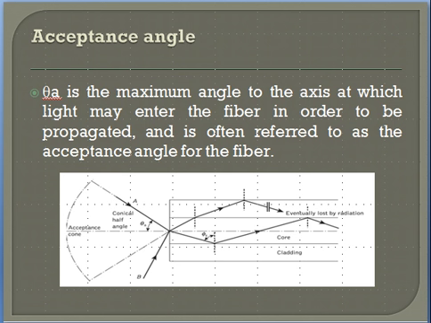Hence, any ray which is incident into the fiber core at an angle greater than theta a will be transmitted to the core cladding interface at an angle less than psi c, and will not be totally internally reflected. This is what is illustrated in this figure. Hence, theta a is the maximum angle to the axis at which light may enter the fiber in order to be propagated, and is often referred to as the acceptance angle for the fiber.